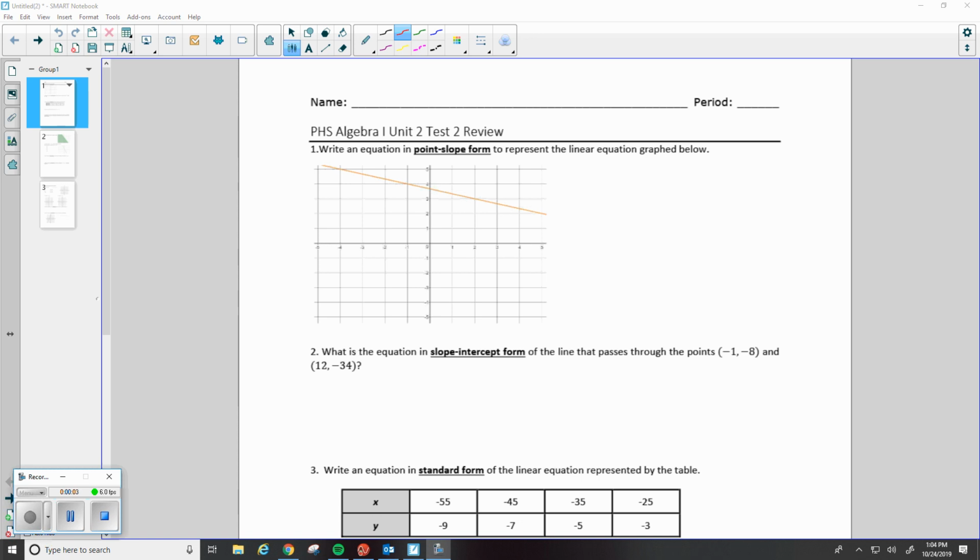This is the answer key for Unit 2, Test 2 review sheet. I'm going to work through each problem individually. You can pause or rewind the video if you need to.